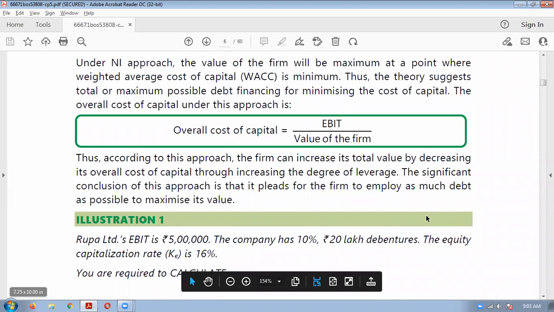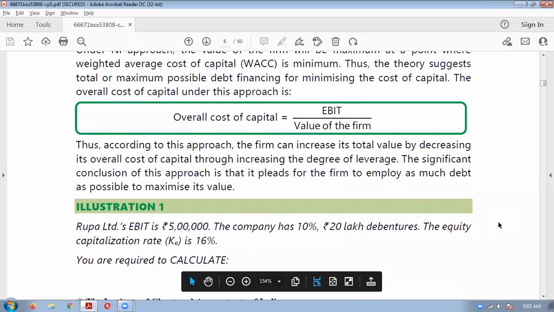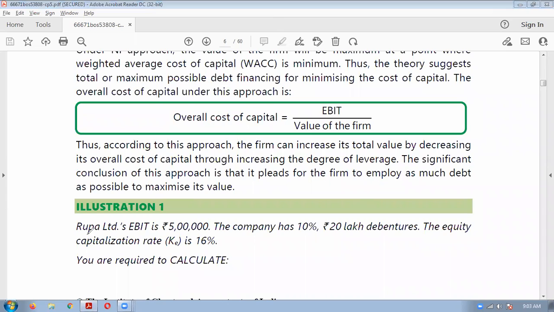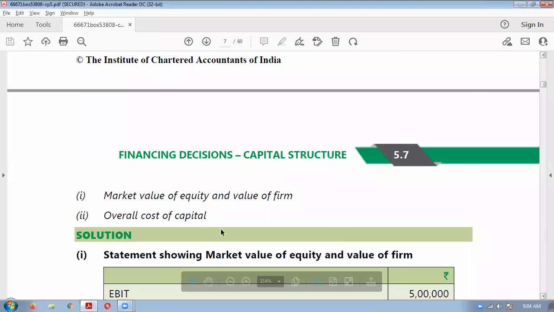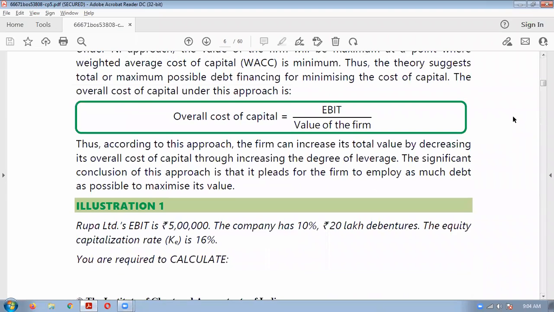This sum is relatable to the formula which we have done. First, we will discuss this formula sum. Rupa Limited, EBIT is 5 lakh. The company has 10%, 20 lakh debentures. Equity capitalization rate is 16%. You are required to calculate the market value of equity and value of the firm, overall cost of capital. So two things are required in this question.